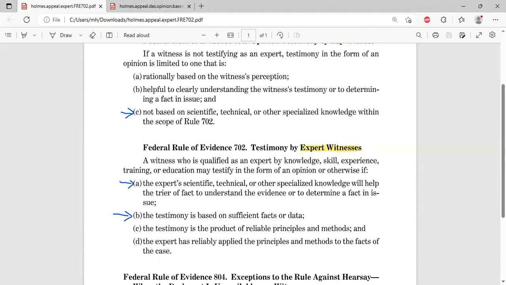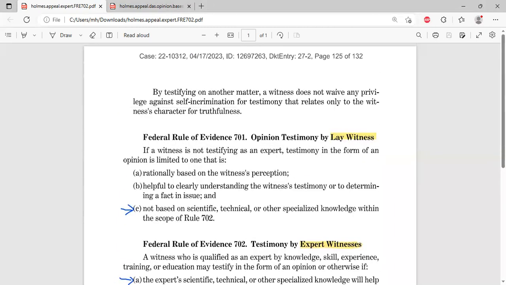The testimony is based on sufficient facts or data. The testimony is the product of reliable principles and methods, and the expert has reliably applied the principles and methods to the facts of the case. Okay, now let me read you lay witness, and then I will explain how this all comes together. So, opinion testimony by a lay witness.